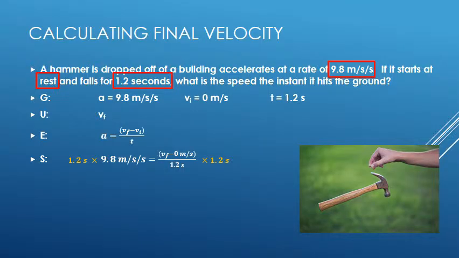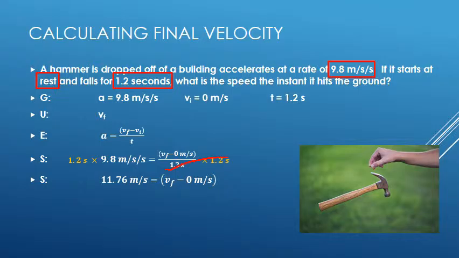Since I multiplied on the right side by 1.2 seconds, I need to multiply on the left side by 1.2 seconds. Now let's simplify. On the left side of the equation, we're going to have 1.2 times 9.8 is 11.6. And on the right side, since I divided by 1.2 and then multiplied by 1.2, those cancel out. I'm left with VF minus 0. I think a lot of us have already realized that the answer is going to be 11.6.